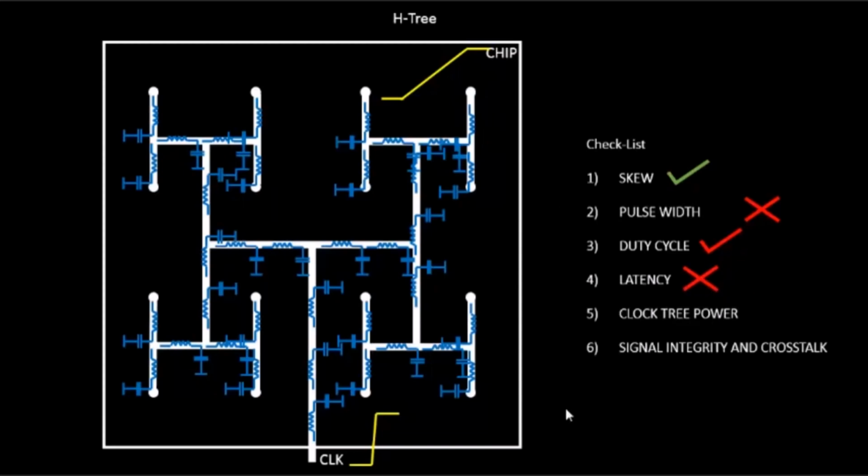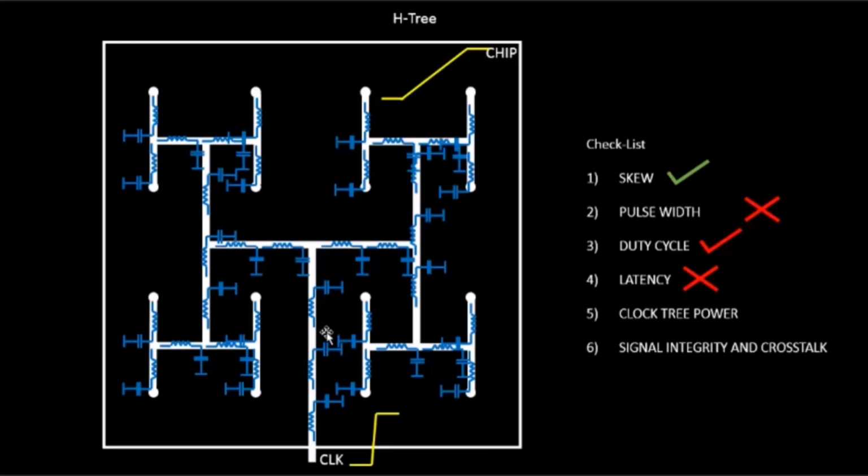Next is the clock tree power. Clock tree power is again a function of latency and the transition of the signal. The worse the transition, the more is the amount of clock tree power that is getting lost. So let me give you an analogy over here.